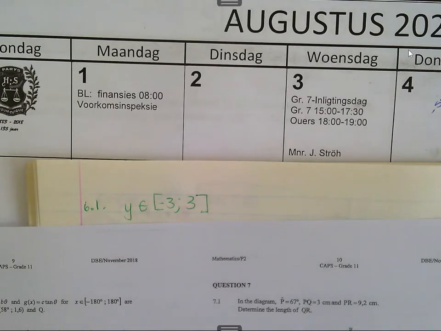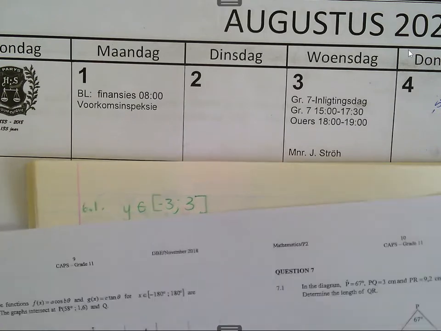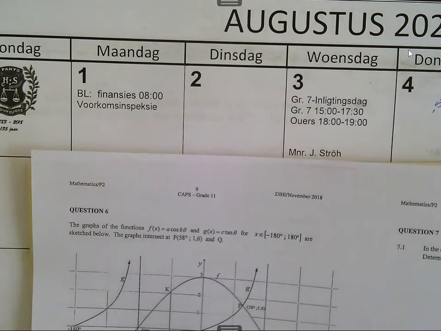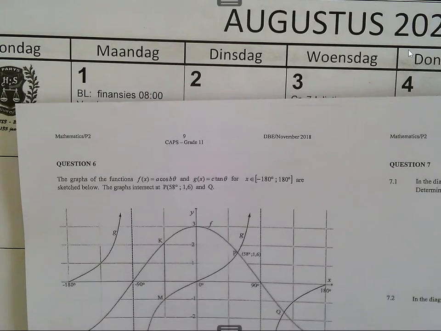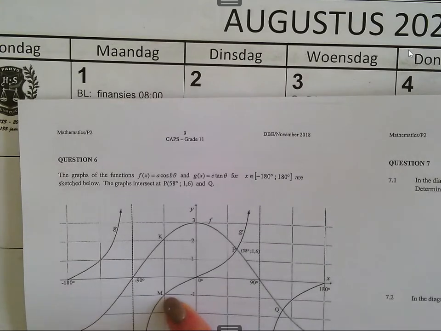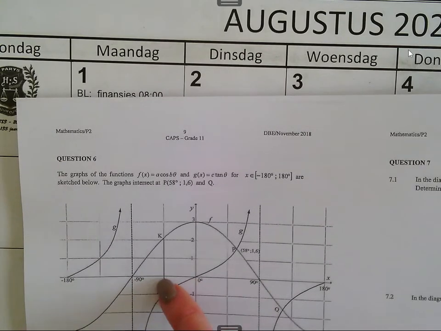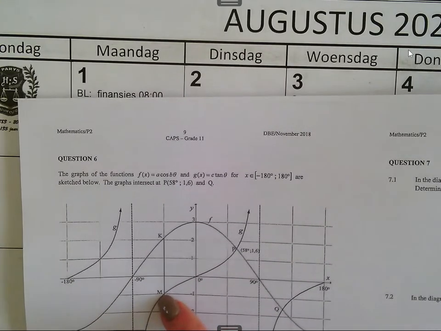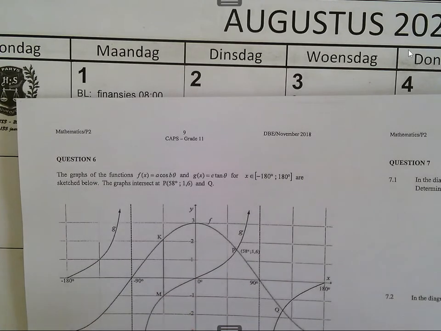This next one is just a bit to think about, but it's easy, it's 1 mark. If m is negative 45 degrees and negative 1, determine the value of c.